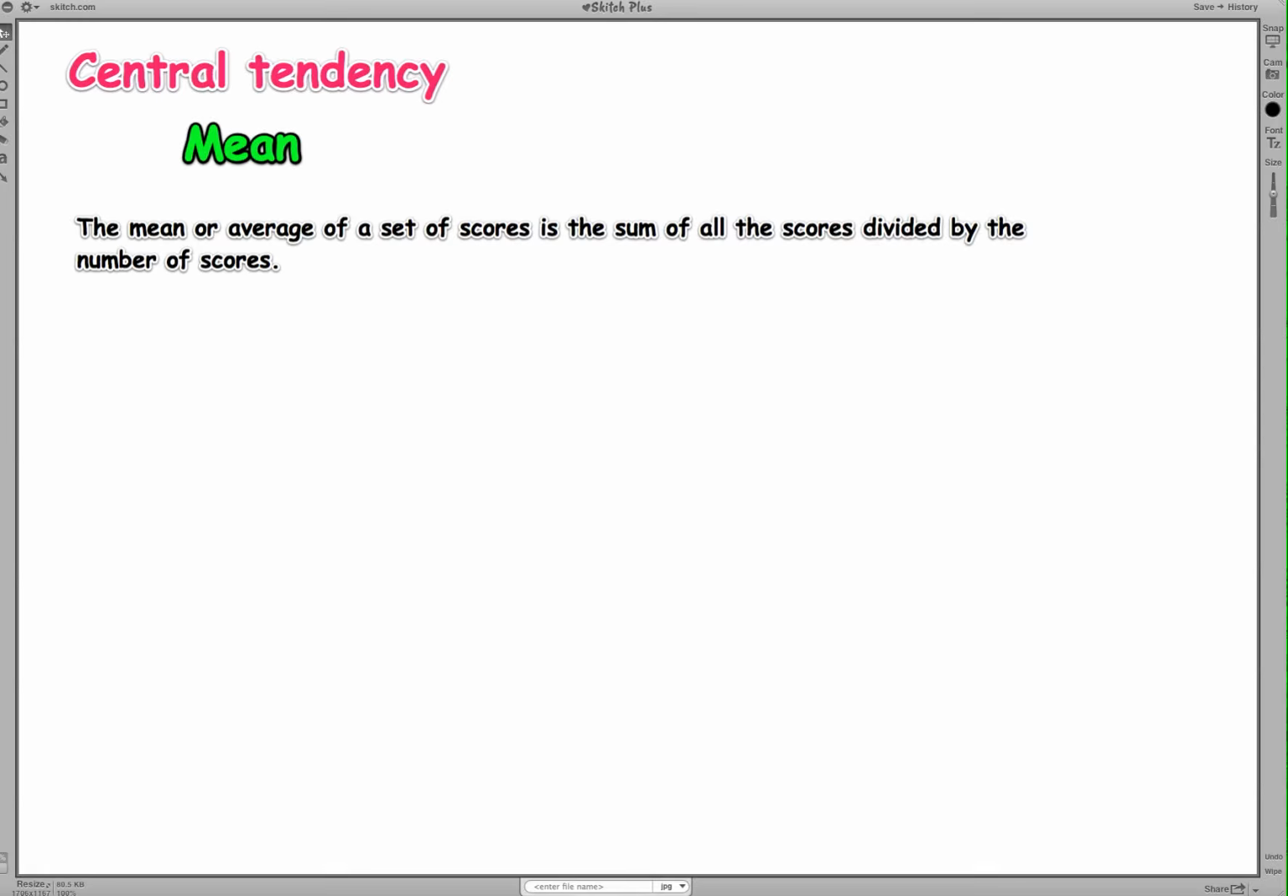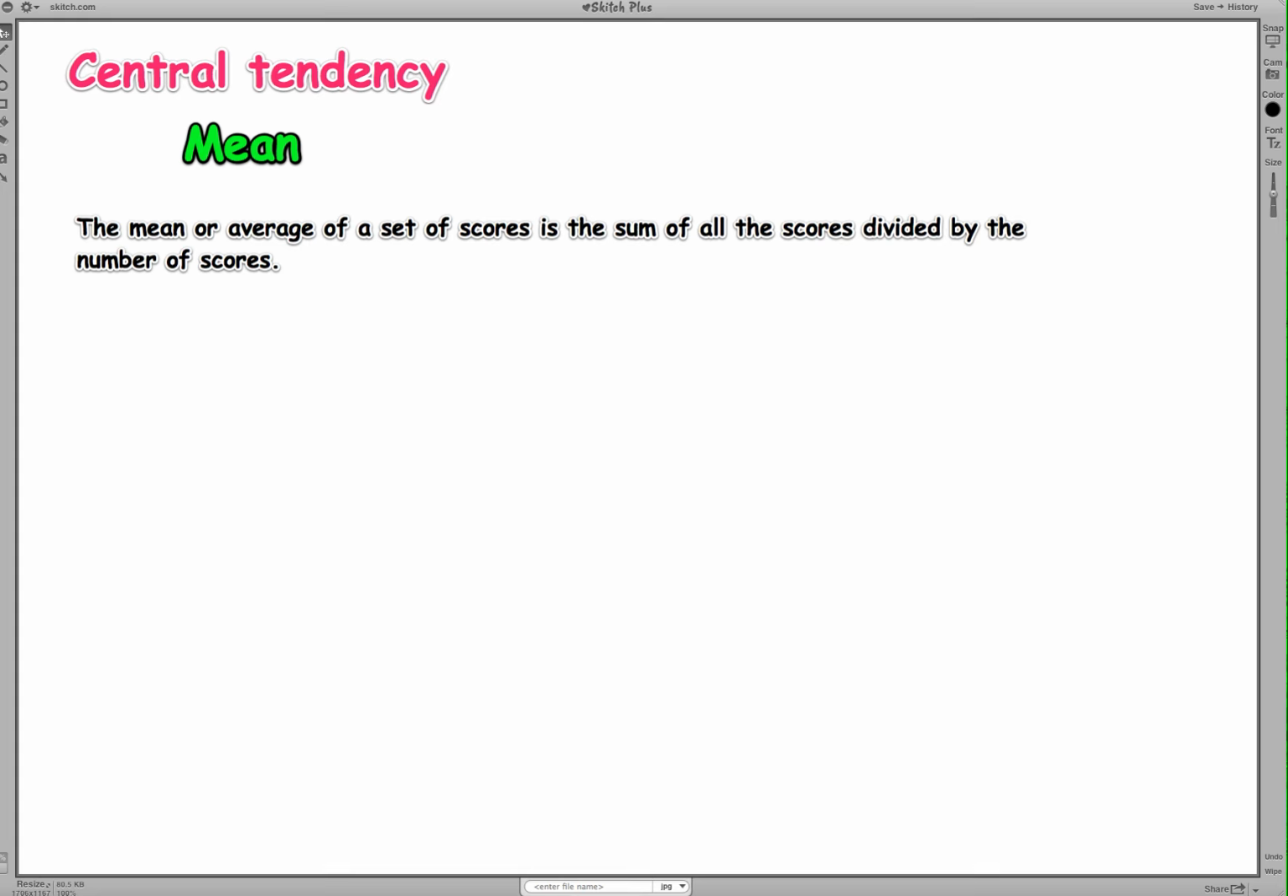Okay, welcome to the first video in a set of videos that you'll be watching on central tendency. This forms part of our statistics unit that you'll be doing in term 2. There are three measures of central tendency that we're going to look at: mean, median and mode. We're going to focus on mean first, and work out how to find the mean of a set of scores.